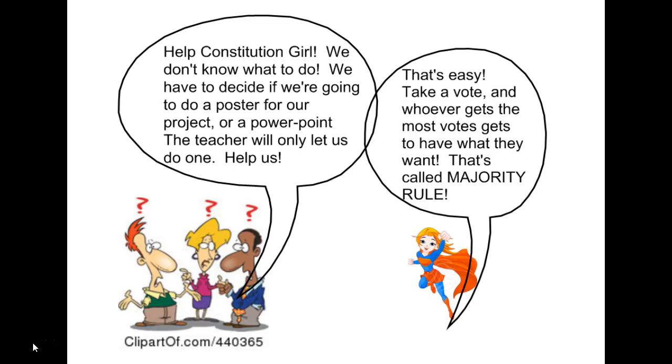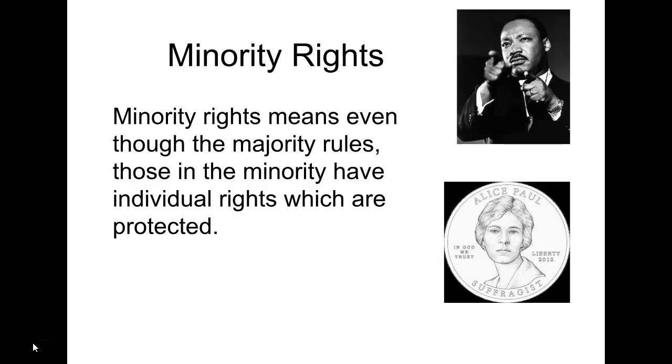So this is to help you with your assignment coming up when we're going to do superheroes. My superhero is Constitution Girl. And here's an example for majority rule, where this group of people is saying, help Constitution Girl, we don't know what to do. We have to decide if we're going to do a poster for our project or a PowerPoint. The teacher will only let us do one. Help us. And Constitution Girl comes in to save the day. That's easy. Take a vote, and whichever gets the most votes gets to have what they want. That's called majority rule.